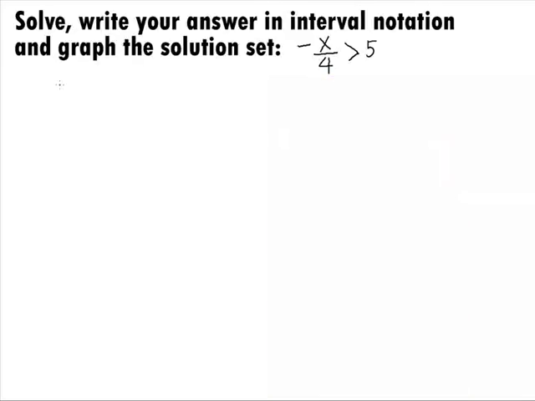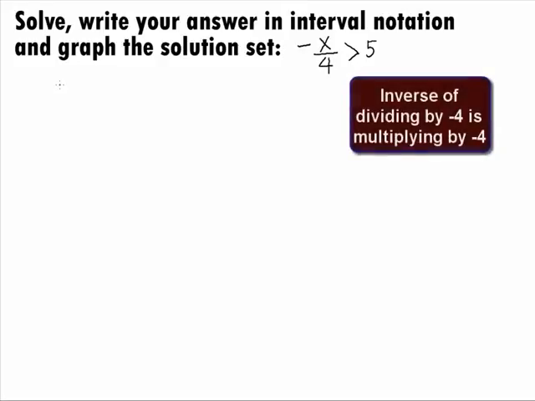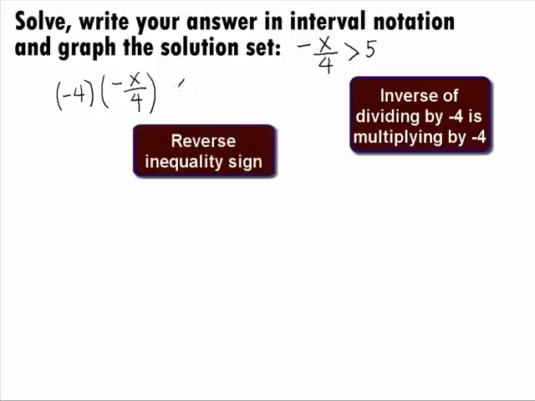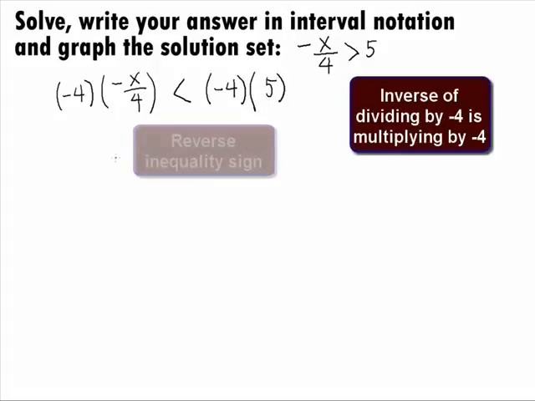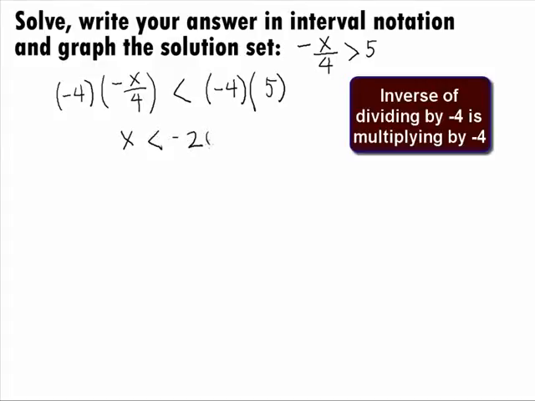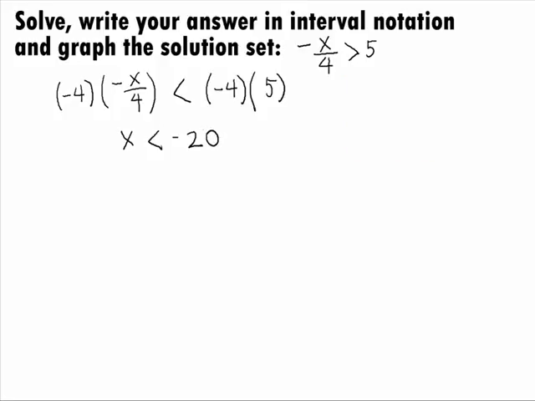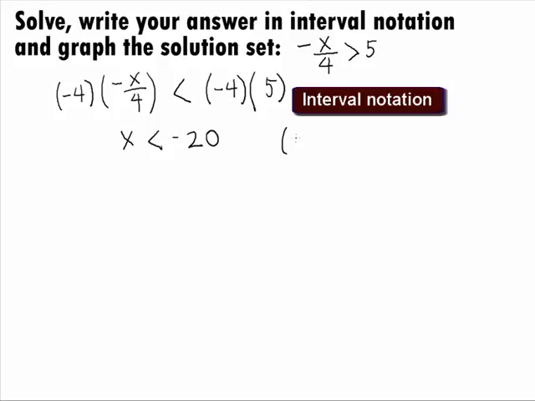In this problem, it looks like the only thing we need to move to the other side is the negative 4. The inverse of dividing by negative 4 is to multiply both sides by negative 4. When we do this, we will get negative 4 times negative x over 4, and because we are multiplying both sides by a negative number, we switch the inequality to less than negative 4 times 5. This will simplify to be x is less than negative 20, which is our final answer to the inequality part of this problem. Next, let's write this in interval notation.